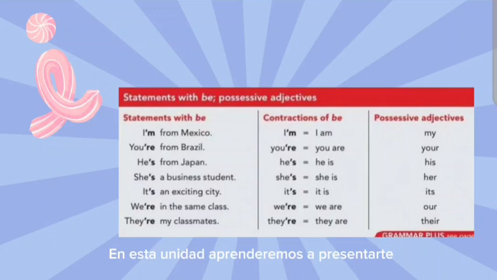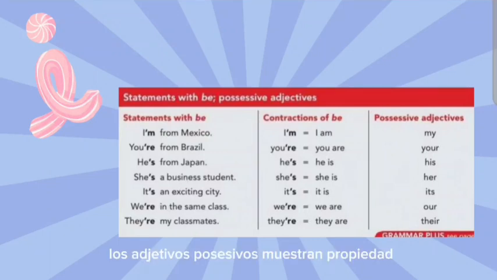We'll learn how to introduce yourself, introduce someone, verify information, exchange personal information, say hello and goodbye, and talk about school subjects.